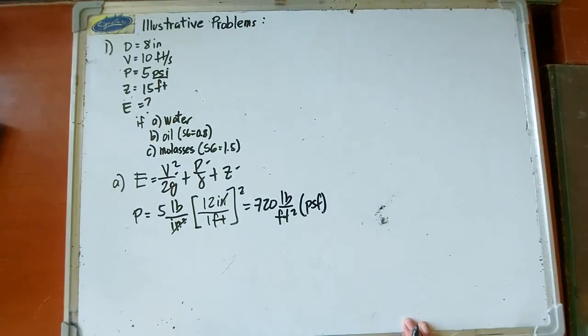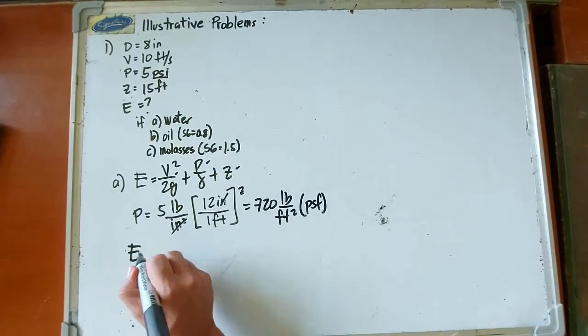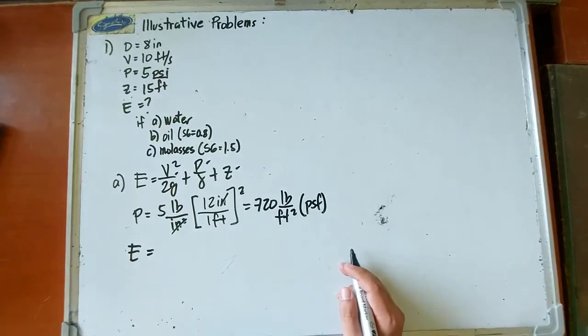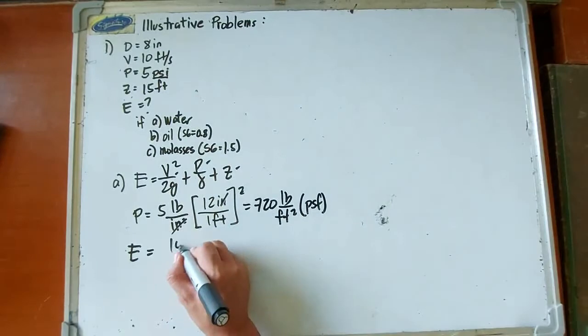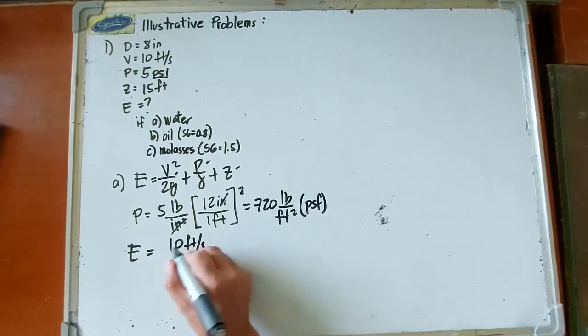I think we're ready. So the total energy if the liquid is water is equal to V squared over 2g, that's 10 feet per second.